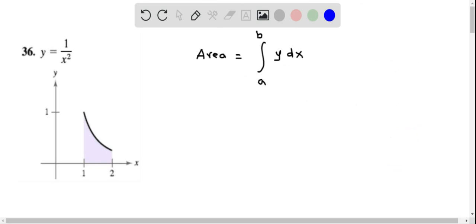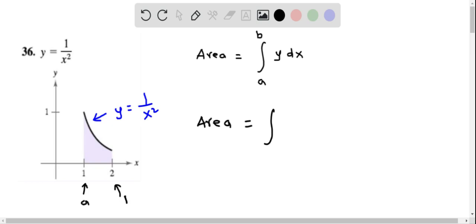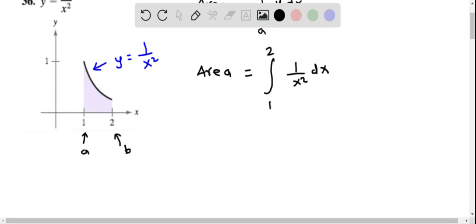Let's do question 36. Here we find the area of the shaded region under the curve of y equals 1 by x squared. Once again, we use the area formula. We write area equals, and we put the limits first: a, the lower limit, is 1, and b equals 2, which is the upper limit. Then we replace y by the equation, y equals 1 by x squared. So basically we have to evaluate this definite integral.